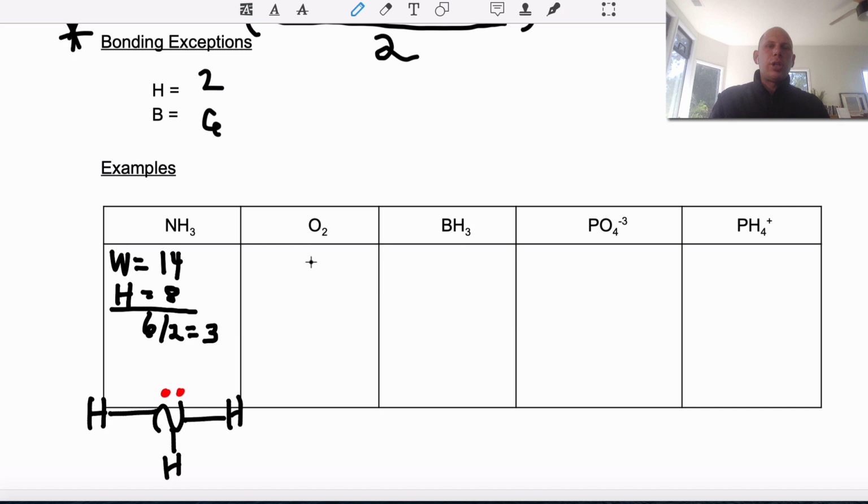Okay, so for oxygen here, how many does oxygen want? Well, there's 2 of them. Each one wants 8, so that's going to be 16. What about have? Well, there's 2 of them. Each one has s2p4, so that's going to be 12.